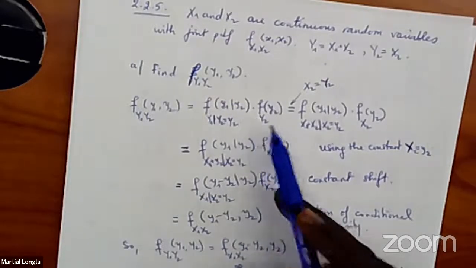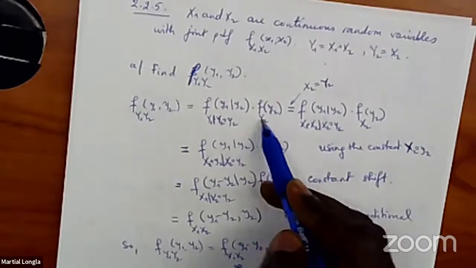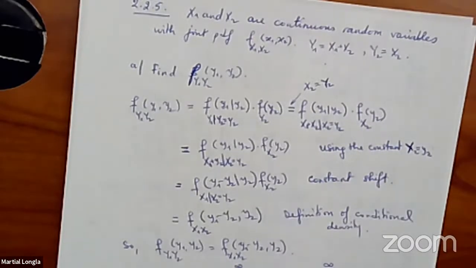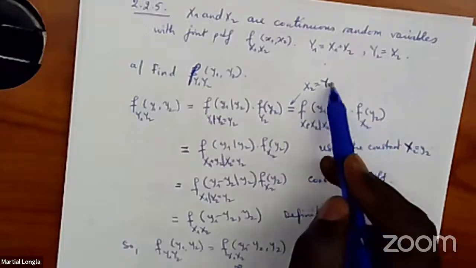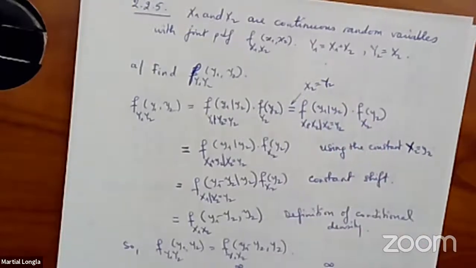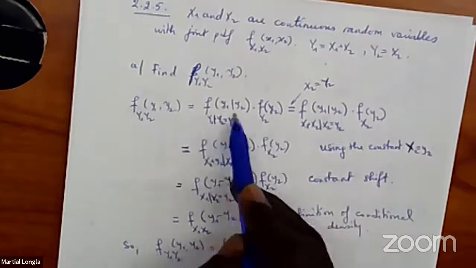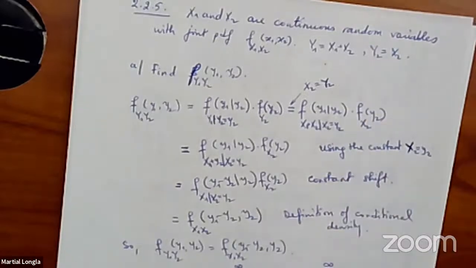Now, y2 is equal to x2, so this is the distribution of x2. So this is f of x2 at y2, correct? Random variables that are equal have the same distribution. So this equality holds because the distribution of x2 is the distribution of y2. It's the same variable. Here, y2 equal to little y2 is still standing. I didn't change anything there. The only thing that changed was replacing this by f of x2.